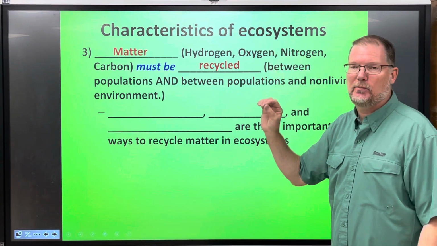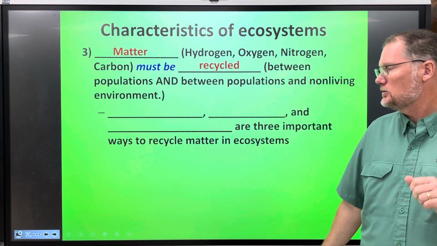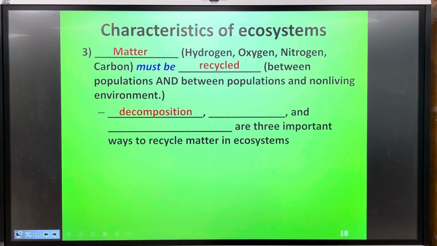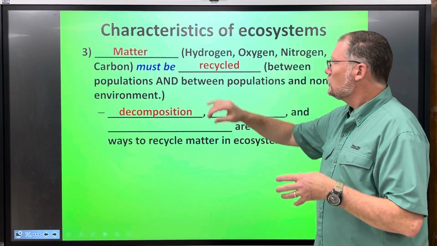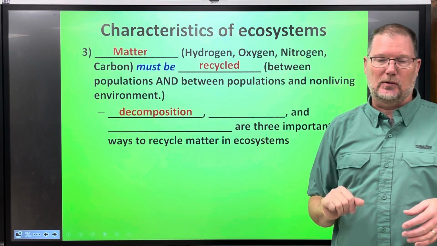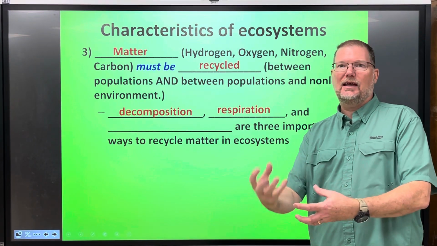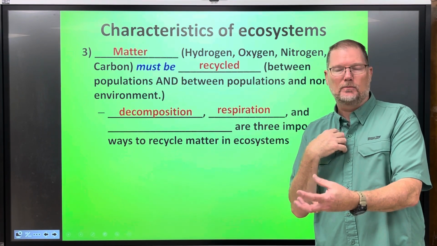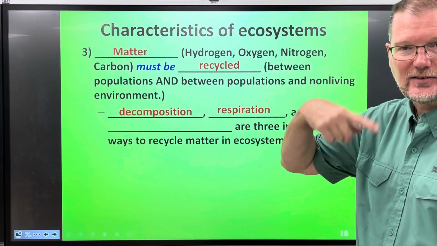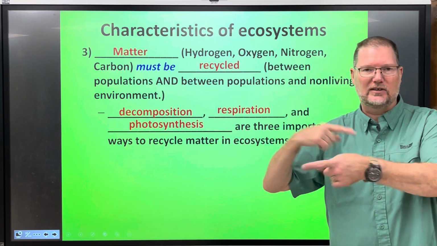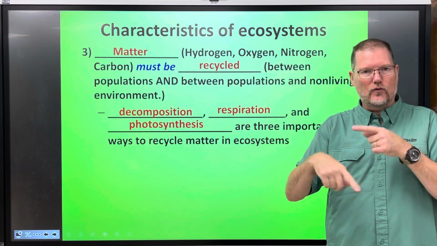And this recycling has to be between populations and between the populations and their environment. So things have to decompose, break down, so that these elements can be recycled. Respiration has to occur, where we take in glucose and oxygen and produce water and carbon dioxide. So it's a cycle, right? And then photosynthesis is the opposite of respiration. So the cycle is recycled over and over and over again.